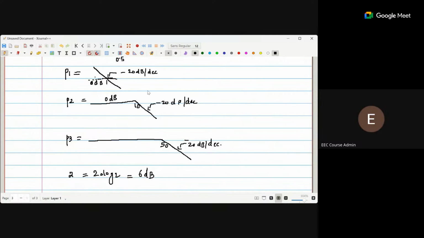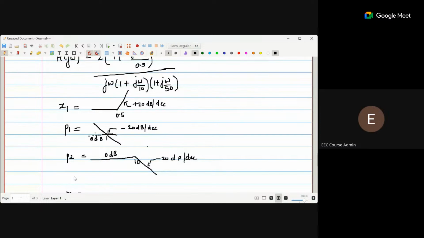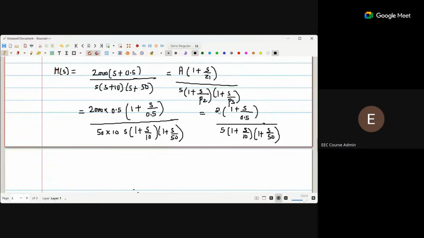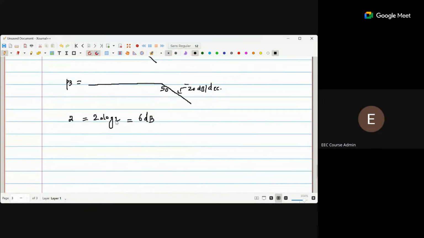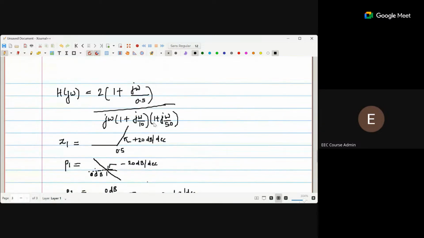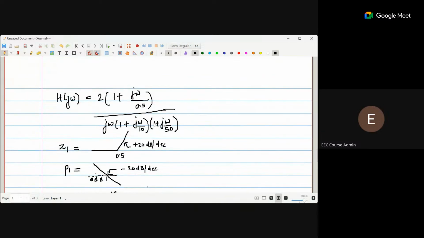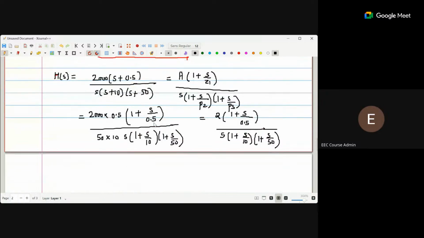considering them individually. Now the actual plot will be adding all these things, and towards the end we had considered this constant term also, this a equal to 2. So that will be 20 log 2, which will give you 6 dB. So altogether you have to sum these up to get the original Bode plot of the given transfer function. So how to add it up, we can see right now.